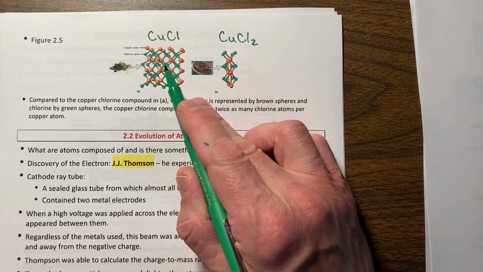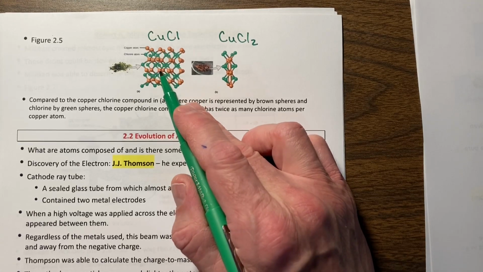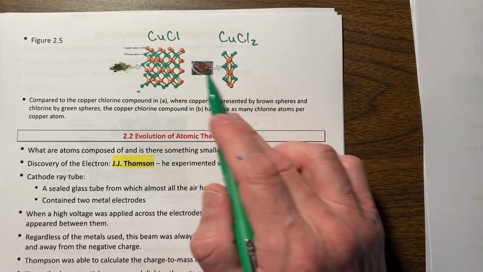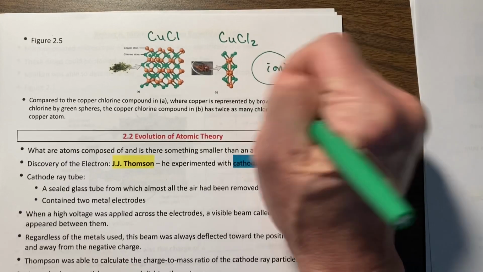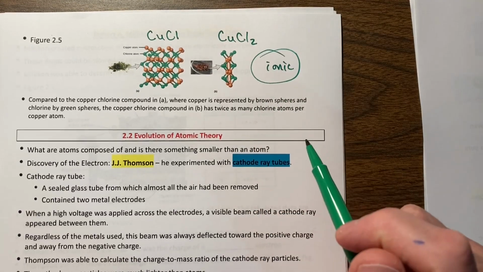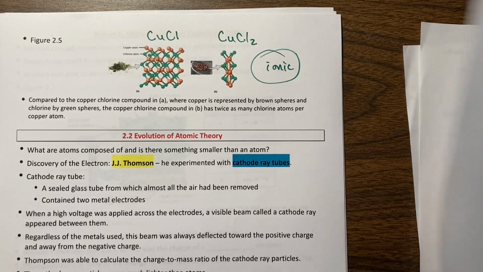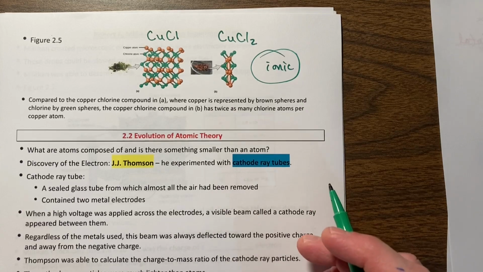These green spheres are surrounded by exactly as many brown spheres as the brown spheres are surrounded by green spheres. So ionic compounds like this, which we'll talk about shortly, are compounds that contain a metal. The other type of compound is called a covalent compound or a molecular compound, like water. And there's a big difference between the two types of compounds, which we'll discuss a lot.